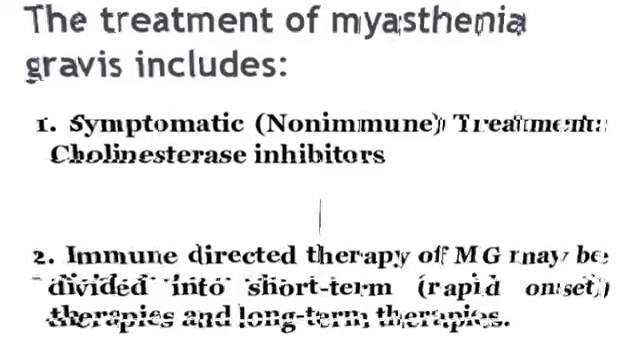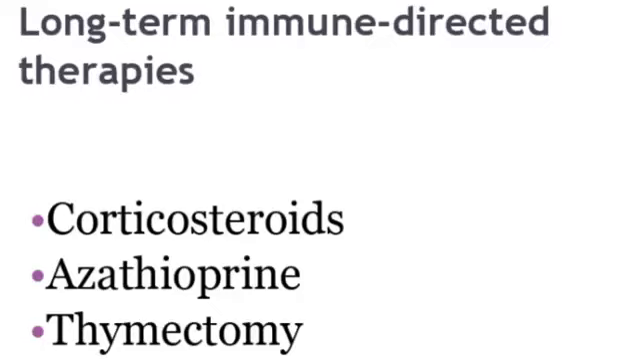Second, immune-directed therapy of myasthenia gravis may be divided into short-term rapid onset therapies and long-term therapies. A. Long-term immune-directed therapies are accomplished by corticosteroids, which are indicated for patients who have responded poorly to anticholinesterase drugs. Treatment is initiated with the patient in the hospital, as weakness may initially be exacerbated.